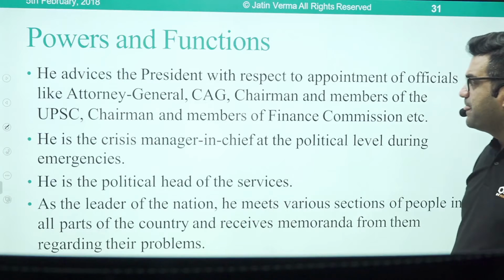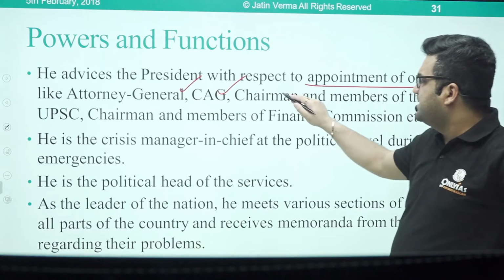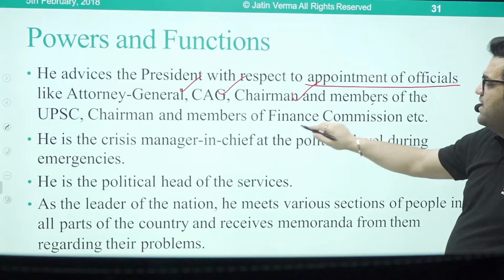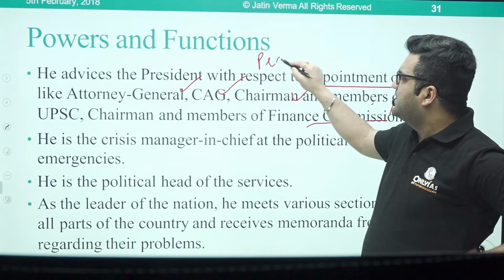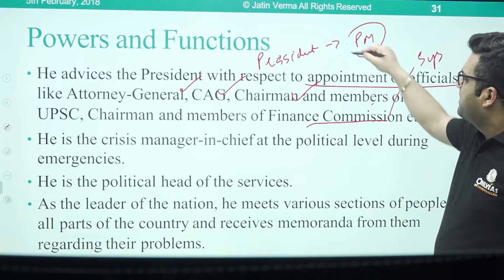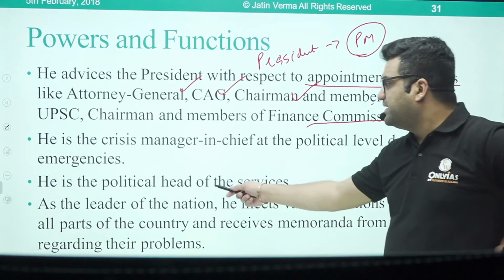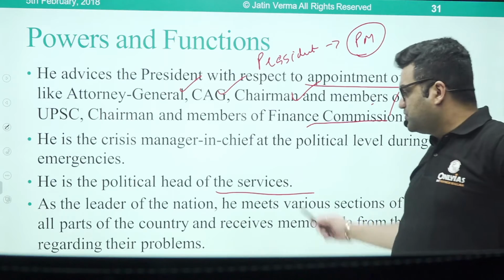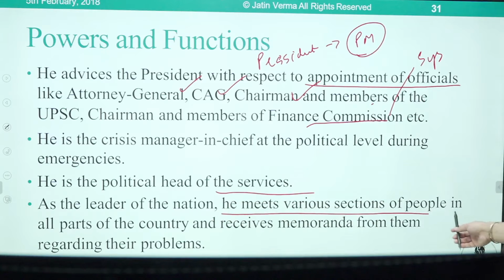So this is there. He advises the President with respect to appointment of officials like the Attorney General, CAG, chairperson and members of UPSC. Finance Commission is to be constituted every 5 years. So even though these decisions are taken in the name of the President, ultimately all these members are appointed on the advice of the Prime Minister and Council of Ministers. Okay, he is the political head of the services: the three services, Navy, Army, Air Force. As the leader of the nation, he meets various sections of people in all parts of the country, at least during the elections.